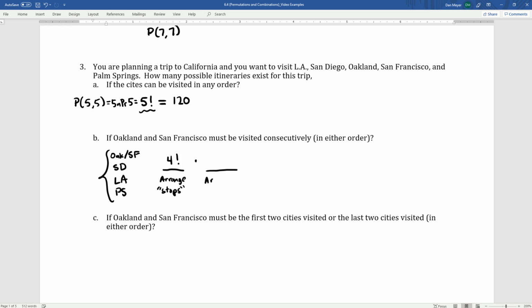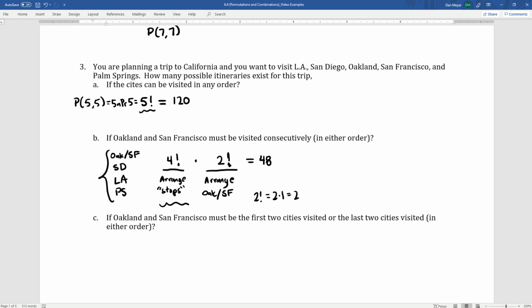And then we're going to arrange the Oakland, San Francisco stop. Okay, there's 2 ways to do that. You can think of that as two ways: Oakland first and San Francisco second, or San Francisco first, Oakland second, or you can just do 2 factorial. Treat it like a permutation. Both ways of thinking about that give 2. 2 factorial, remember, is 2 times 1, which is also 2. All right, so in broader generality, thinking about that as its own little permutation is also good too. Any way that you think about it, 4 factorial times 2 factorial ends up being 48.